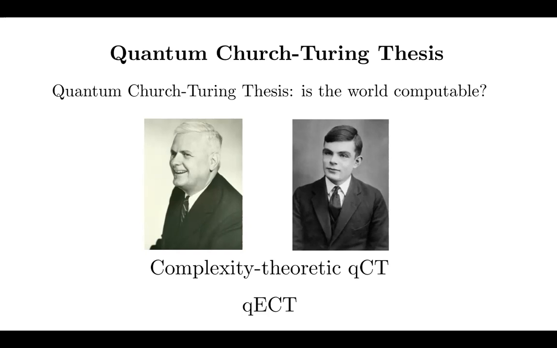But more advanced progress proposed some other extended thesis, which is addressing the complexity. Is the world actually simulatable efficiently? Efficiency here means complexity, that it is polynomial. If we design an algorithm and show that the quantum field theory process or some other process in the world is simulatable in polynomial time, that usually means the thesis is correct, that the world is computable. Otherwise it is not computable, which means that we have to use exponential digital resources to simulate some phenomenon in the physical world. That is called the complexity-theoretic quantum Church-Turing thesis, or quantum extended Church-Turing thesis.